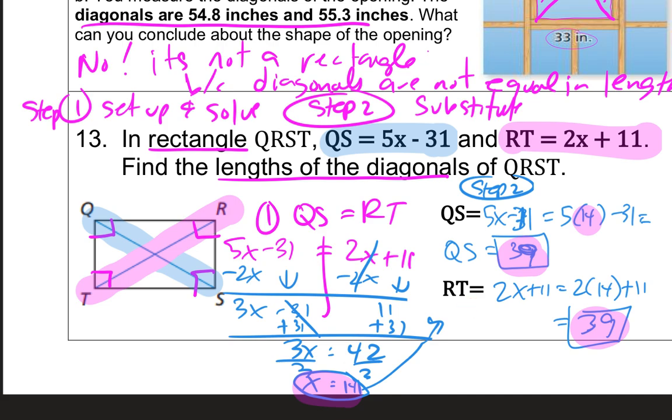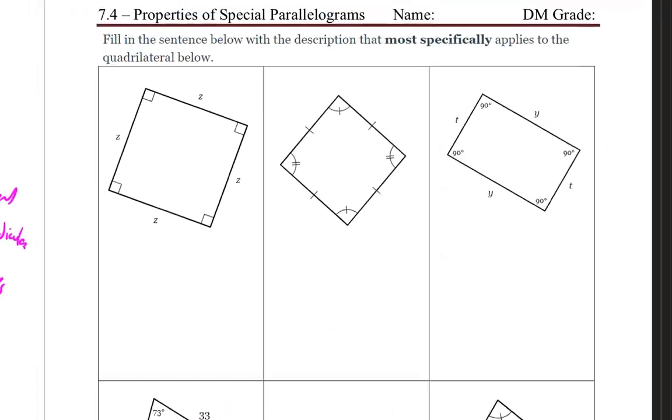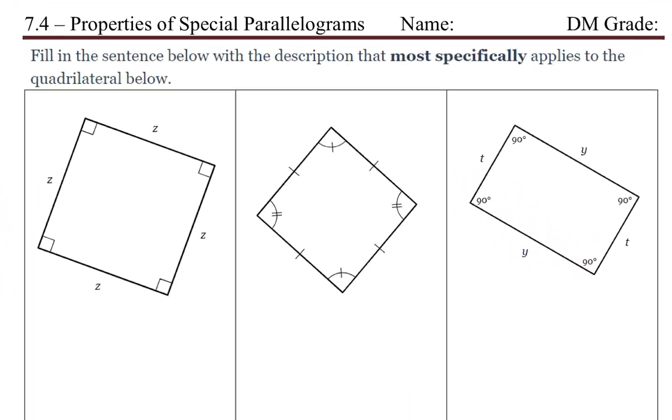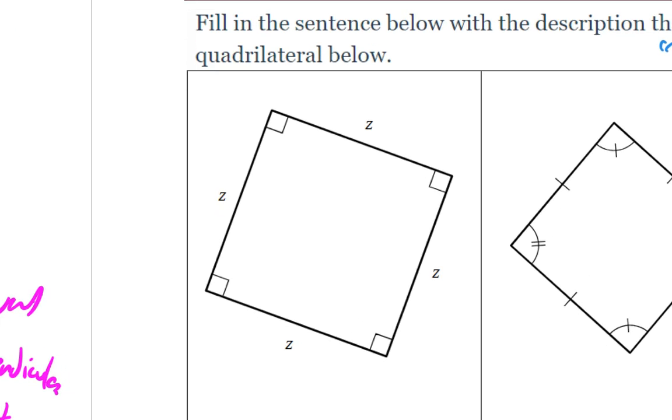All right, so now we're actually done with all of our mathematical stuff for this unit. Now let's just get into some practice on what we know. So we're putting everything together. This is the last thing. Okay, it says, fill in the sentence below with the description that most specifically applies. So the best answer. Best answer. Okay. All right, so let's check this out.